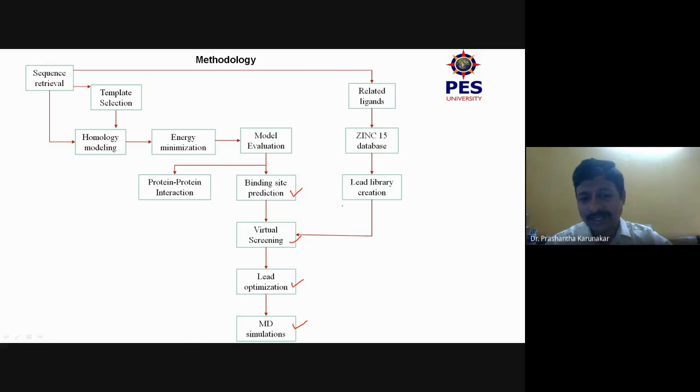So we need ligands for the study. So we took the related ligands. What is the strategy that we applied to get the related ligands? We used the Zinc 15 database. Then we selected some ligands from this, 28,500 ligands. Then we made a lead library creation, and then we did the virtual screening, nothing but the docking, and then lead optimization, then the MD.